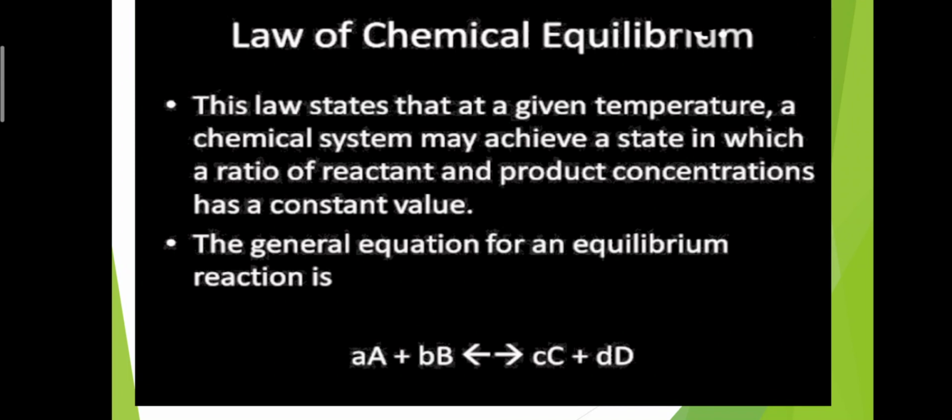Now, the law of chemical equilibrium. This law states that at a given temperature, a chemical system may achieve a state in which a ratio of reactant and product concentrations has a constant value. The general equation for an equilibrium reaction is A plus B react together to form C and D, and during the backward reaction C and D react together to form A and B again.